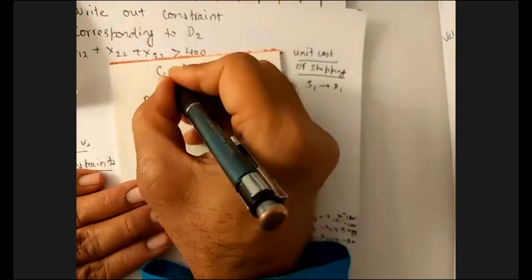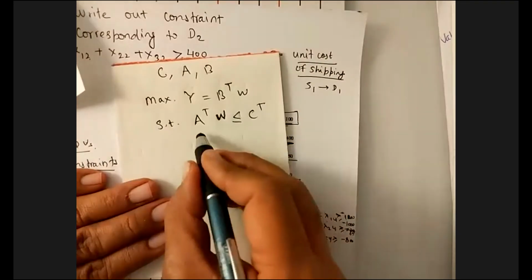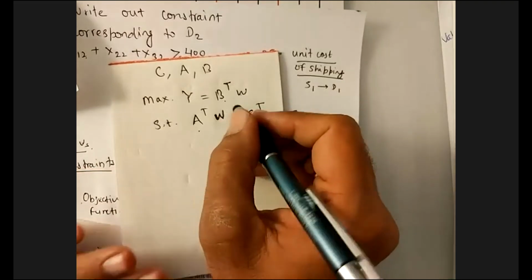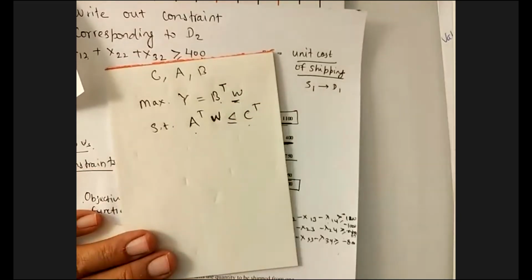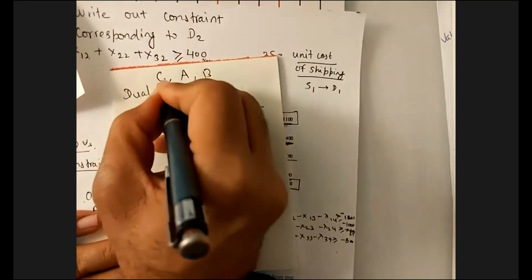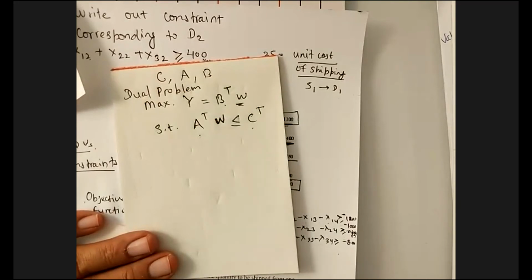And we know A, C, and B. We already know what those matrices look like. So now we can do A transpose, we can do C transpose, we can do B transpose. The question is only what my W's might look like. How many decision variables would I have in my dual problem? So this is what the dual problem would look like.